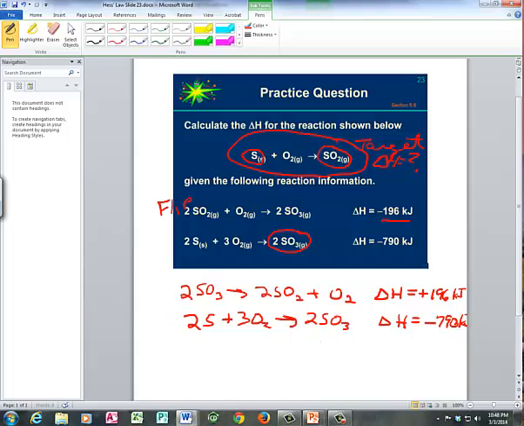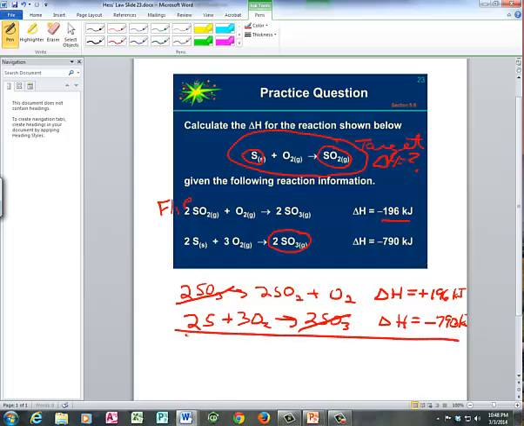Well, I see that I've got SO3 as a reactant in my first path reaction and SO3 as a product in my second path reaction, and it's just like adding up algebraic equations. If I have the same term on opposite sides of the equal sign, I can go ahead and cancel that term. So I can cancel the SO3 from the reaction. Now I can simply add everything up.